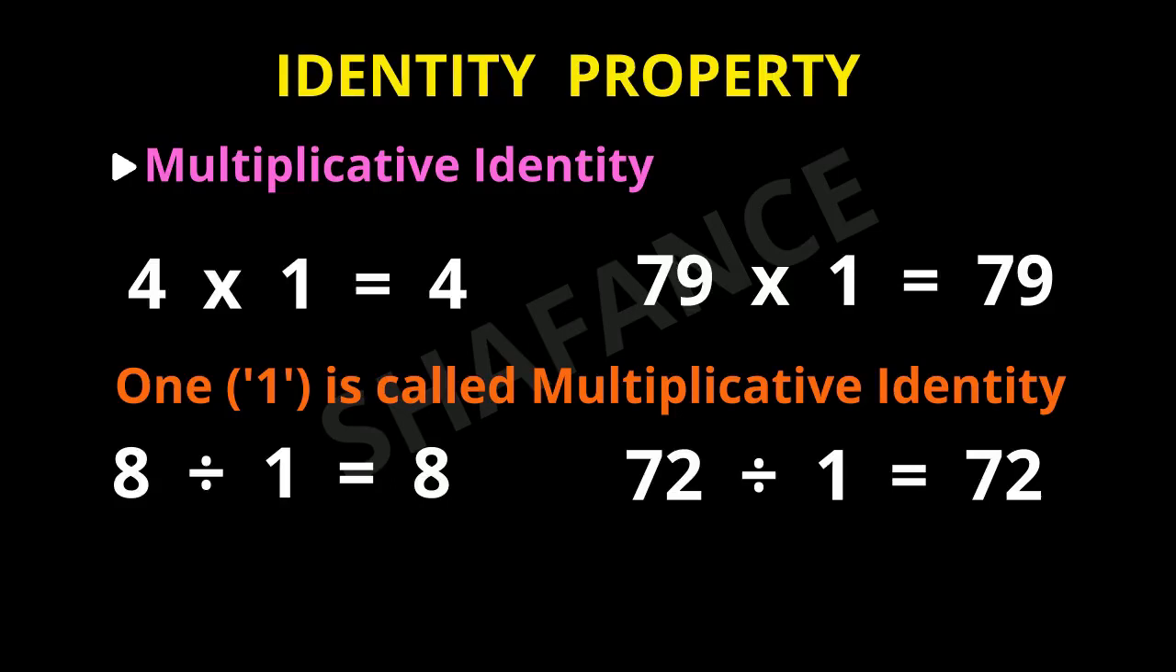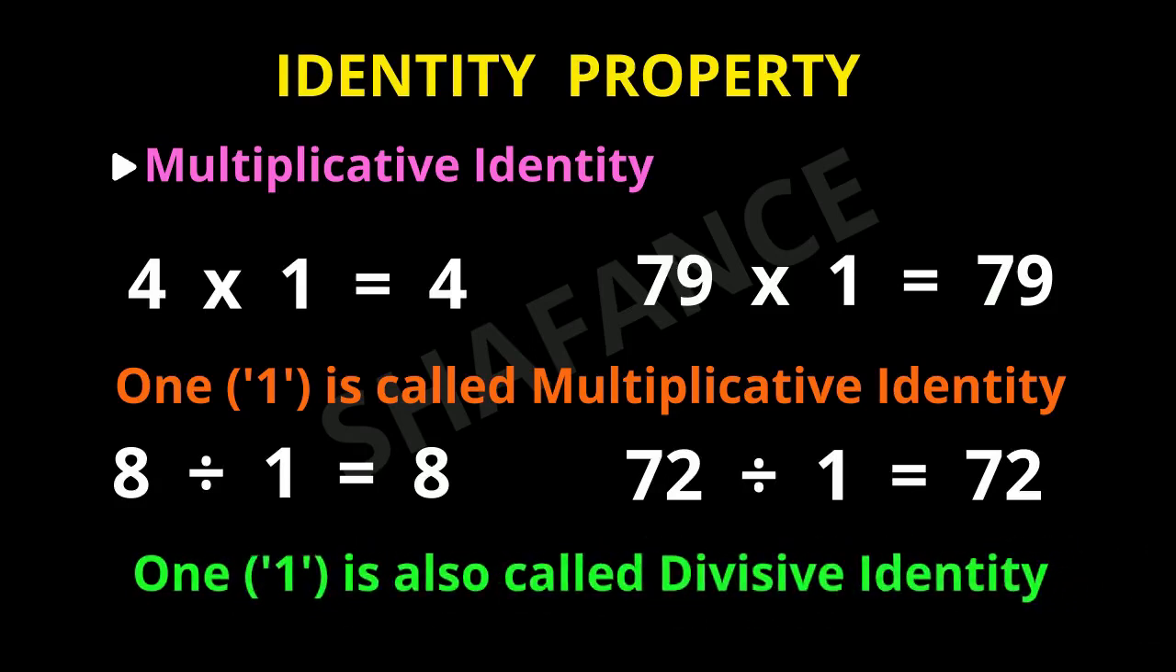So similarly, we can see that 1 is also called divisive identity. So 1 is multiplicative identity and is also divisive identity, because when we multiply a number with 1, we get the same number, and when we divide a number by 1, we get that same number again.